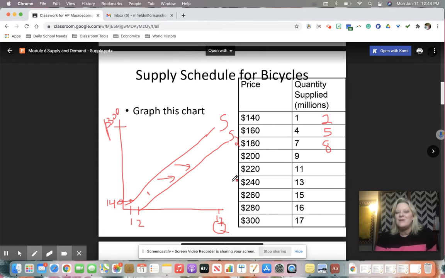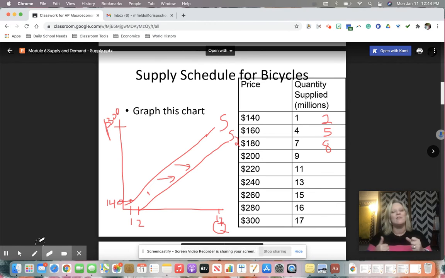The reason that we don't say supply goes up is because that would look like this, and that's incorrect. That would actually be to the left, okay? So we always want to make sure that we say that it shifts to the right rather than it goes up. You'll make that mistake.